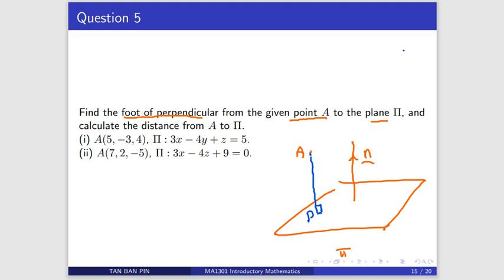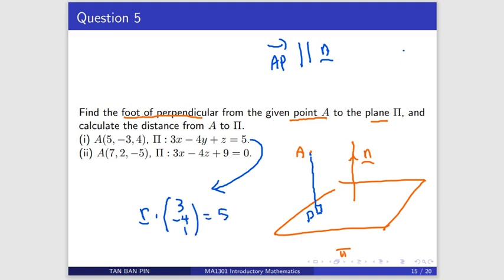And if you call this point P, then vector AP should be parallel to n. Which means if you find the equation of the line AP, you can just take n as the direction vector of the line. So for part 1, you can convert this equation to r dot (3, -4, 1) equal to 5. So you can take the direction vector of the line AP to be parallel to (3, -4, 1).